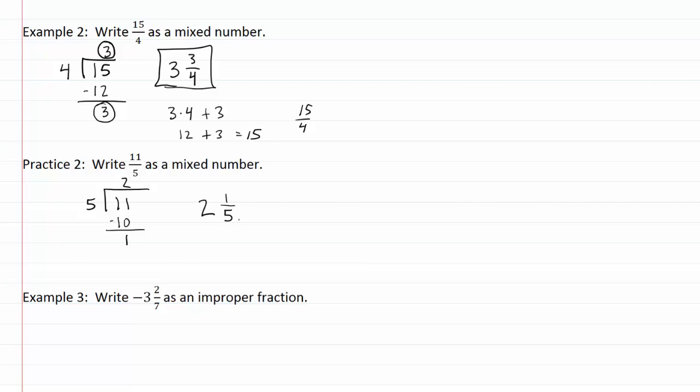So it's 2 1/5. Now if I wanted to check it, I can go 2 times 5 and then add the 1 I have up top here. So 2 times 5 is 10. 10 plus 1 gets me 11. So I have 11 parts, and there's 5 of them that make up a whole. So my answer really is 2 1/5.